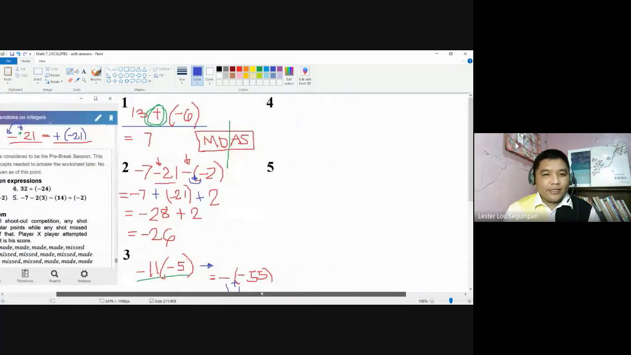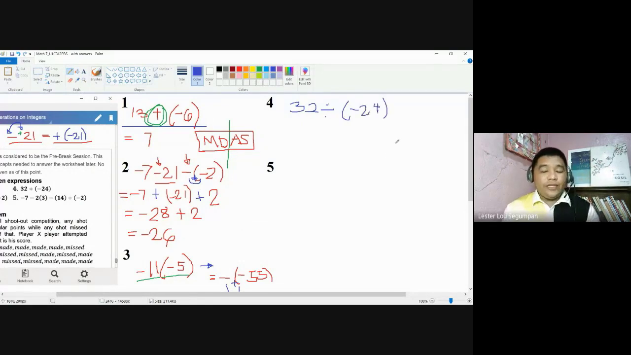Number 4 tells us to divide 32 divided by negative 24. Now, if we're going to do it like this, we are not going to make a horizontal process for division of integers. Instead, we are going to use the vertical process. By means of vertical process, instead of the division symbol here we call obelus, we are going to transform it into a division bar we call vinculum.